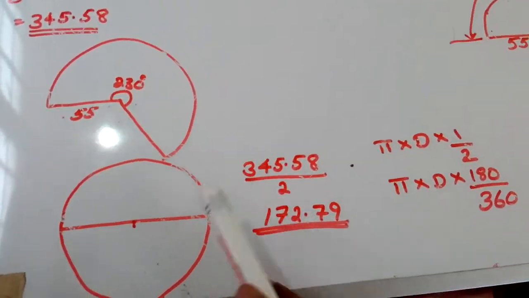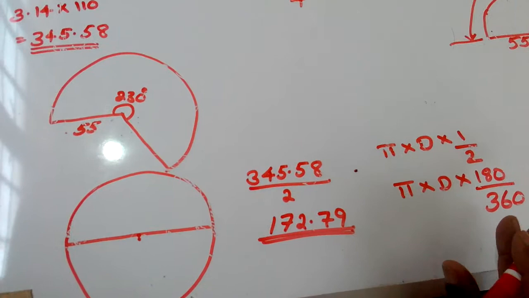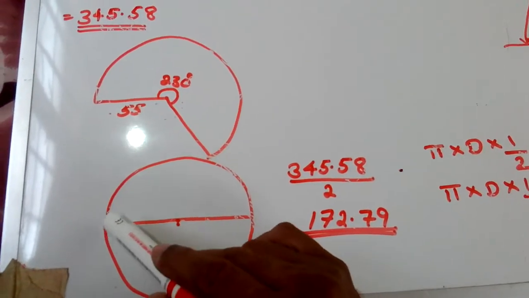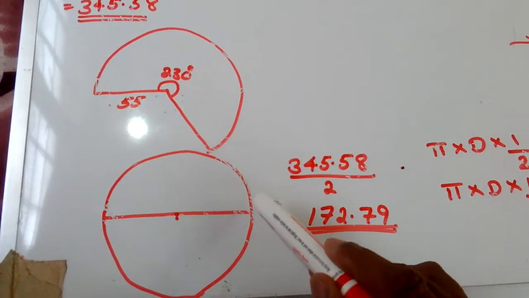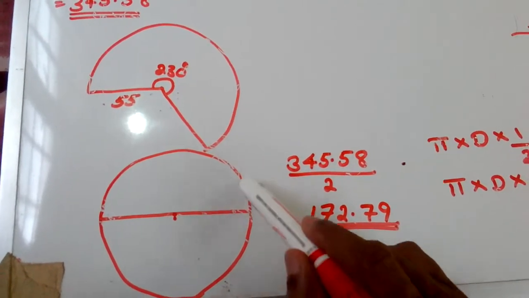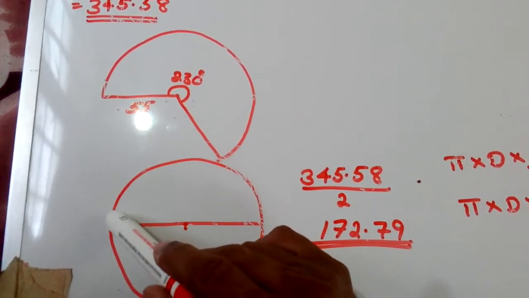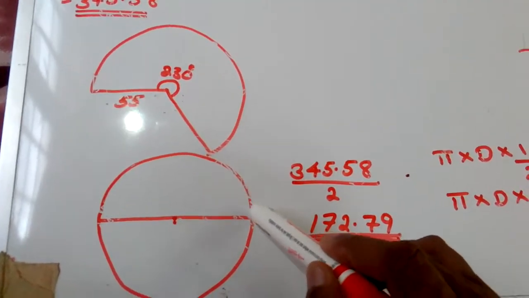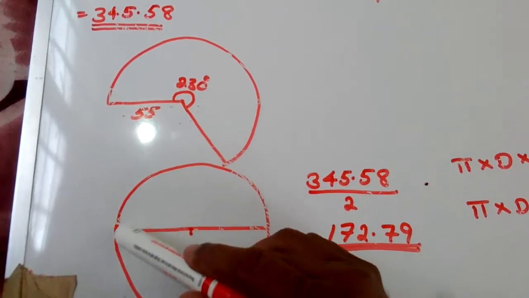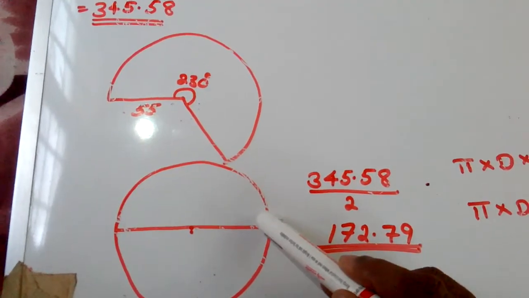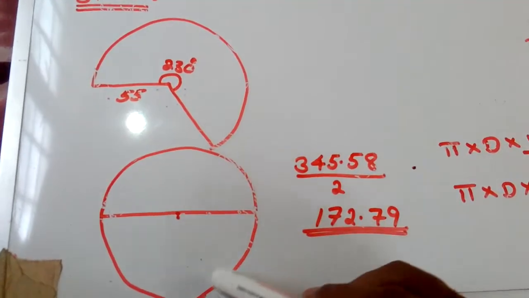If it is so, what do we study from there? Once again I shall say, if half of this is 1, the total will be 2. If it is 1, the total round will be 2.